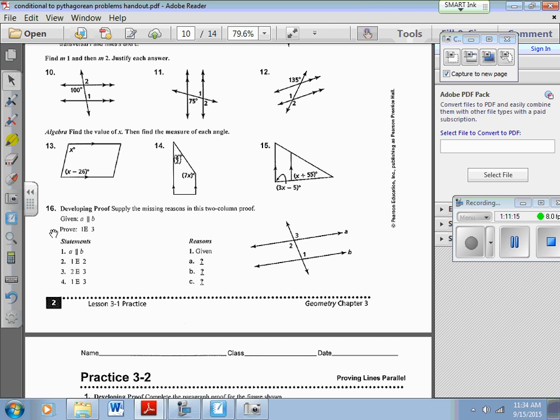Parallel lines. Does everybody see where the parallel lines are? Okay. What do you know about these two angles? They both are same side interior angles, which add up to 180. Okay.